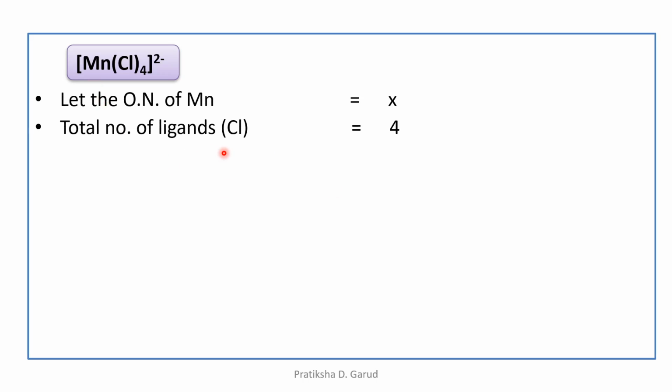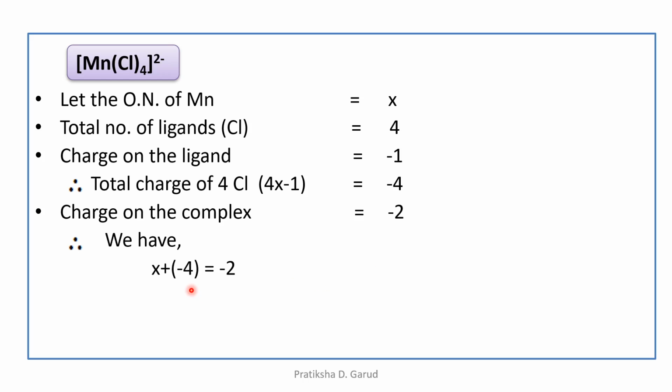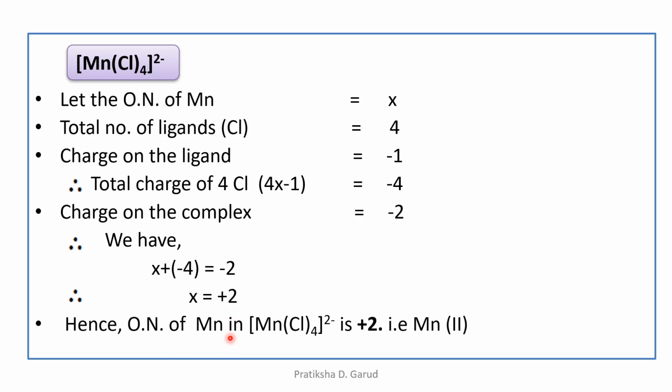Total number of ligands, that is the chlorine ligands, which are 4 in number. The charge on the ligand is -1. Therefore, total charge on 4 chlorine, that is 4 into -1, which is equal to -4. And hence the charge on the complex is -2. Therefore, we have X plus -4 equals -2. Therefore, X is equal to +2. And hence the oxidation number of Mn, that is manganese in MnCl4 2- is +2, that is Mn +2. Let us move to the next example.